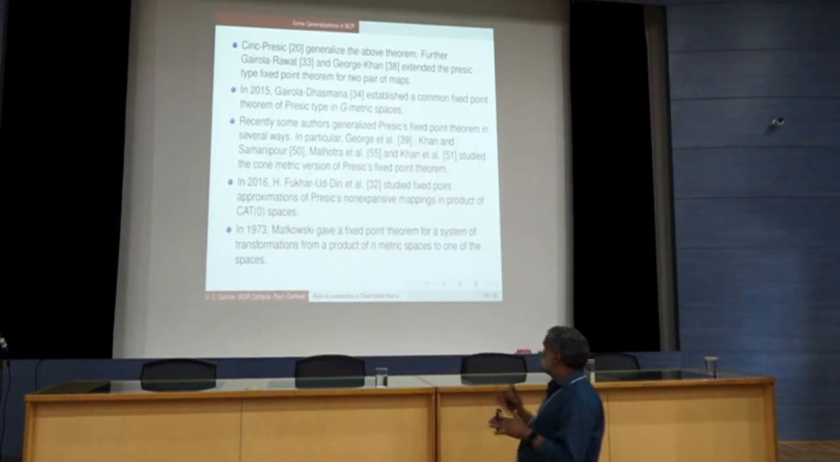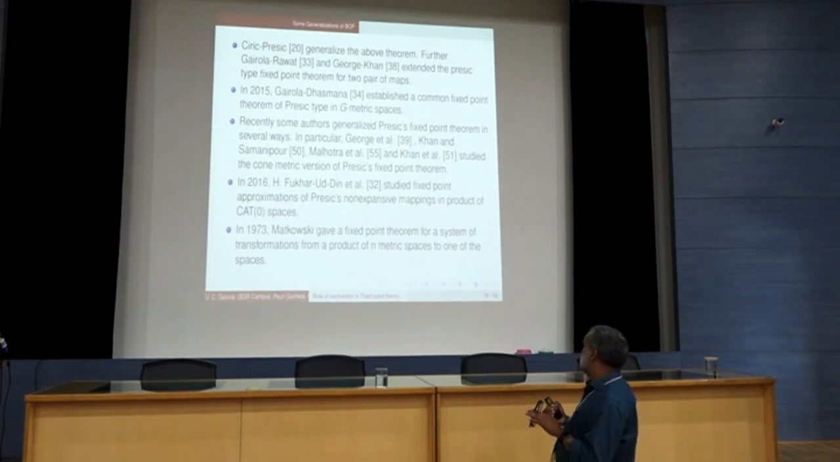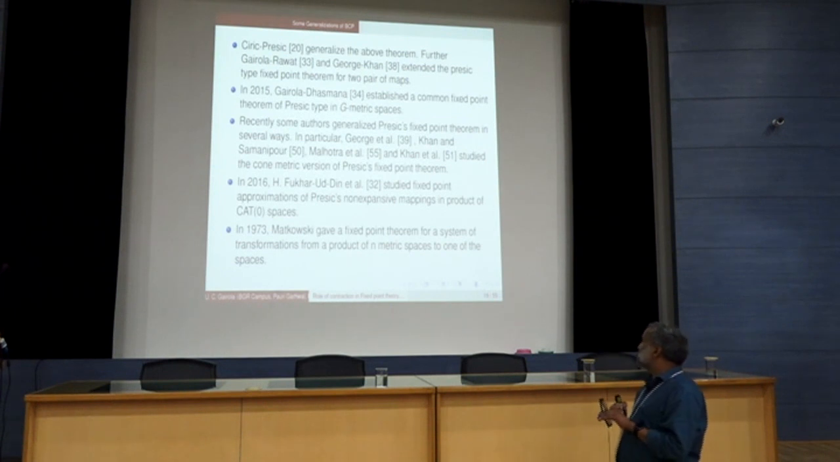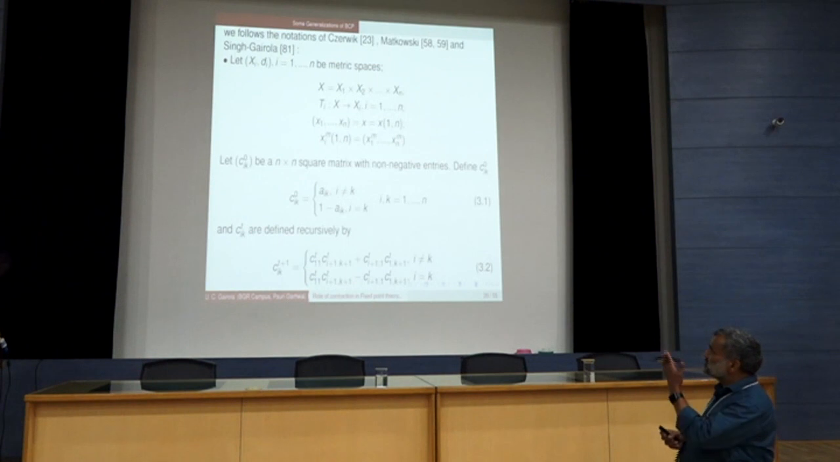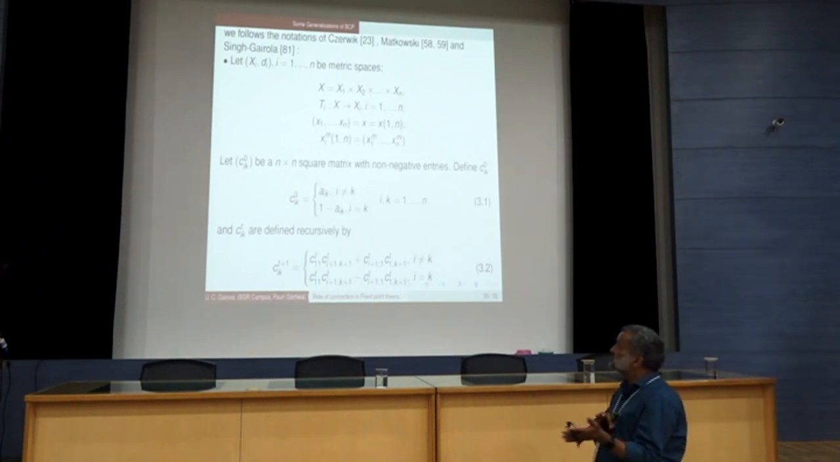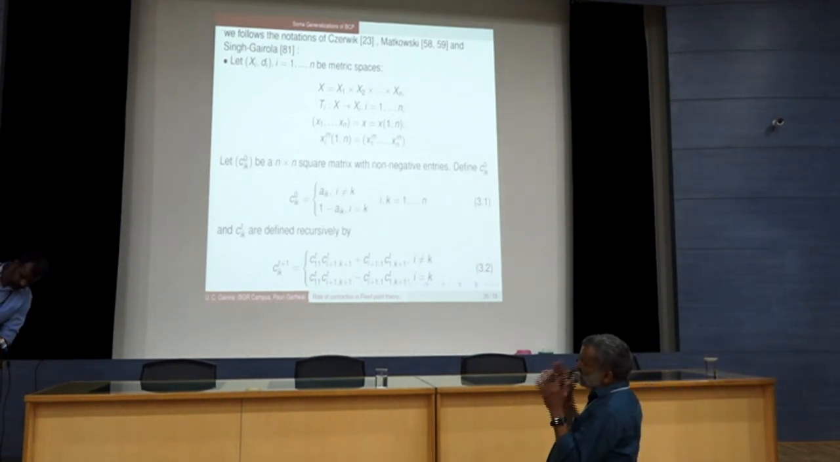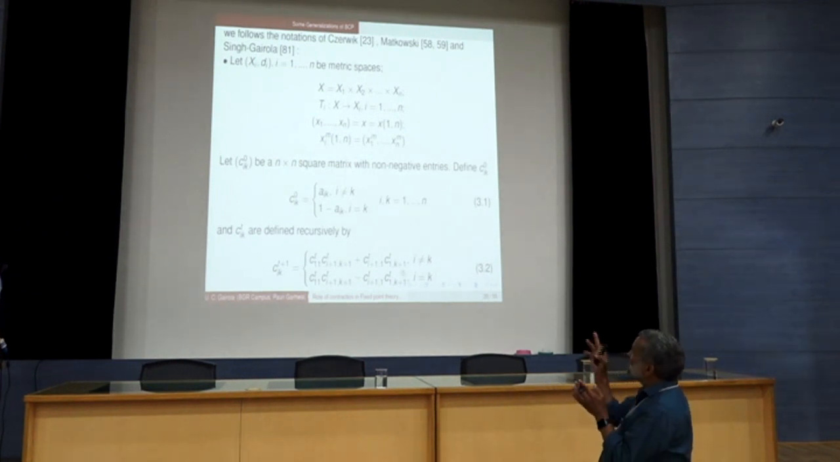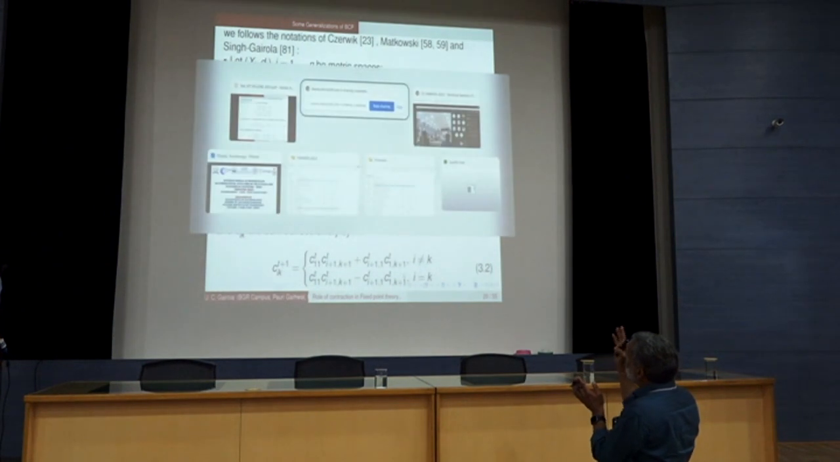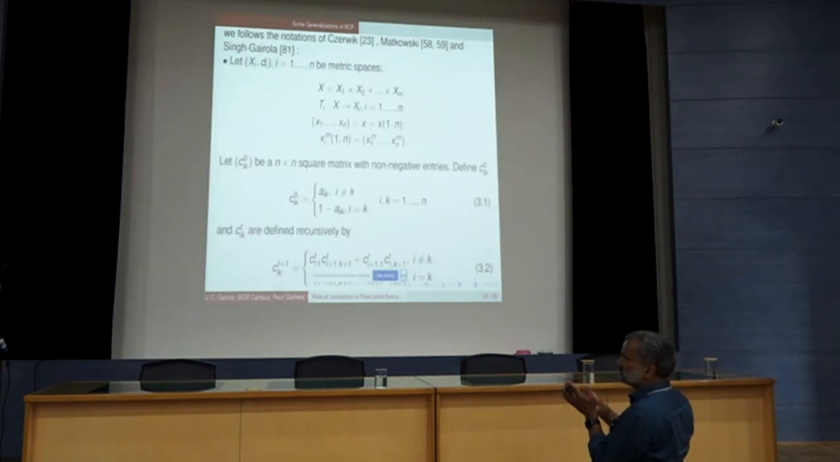But in 1973, Matkowski gave a fixed point theorem for a system of transformations for a product of n metric spaces to one of these spaces. Here you are taking different metric spaces. In a Presic type metric space, you are taking only one, that is X cross X to X. But here the product you are taking is the X_i, d_i, with i equal to what happened?